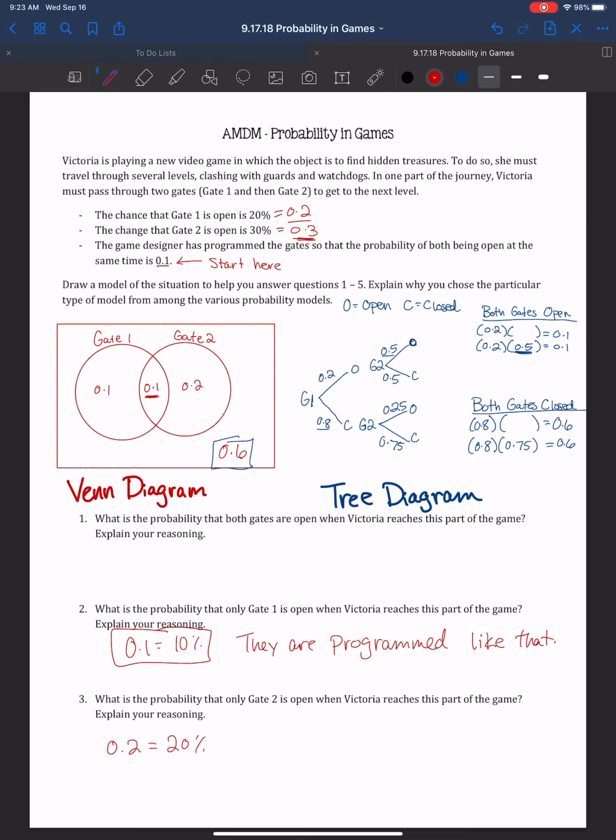Another way you could look at it is a tree diagram. Okay, if I look at this tree diagram, I have to look at gate 2 being the only one open. So that means gate 1 is closed, right? So gate 1 closed is 0.8, and then gate 2 open is 0.25. So 0.8 times 0.25, that's also going to equal 0.2 or 20%.